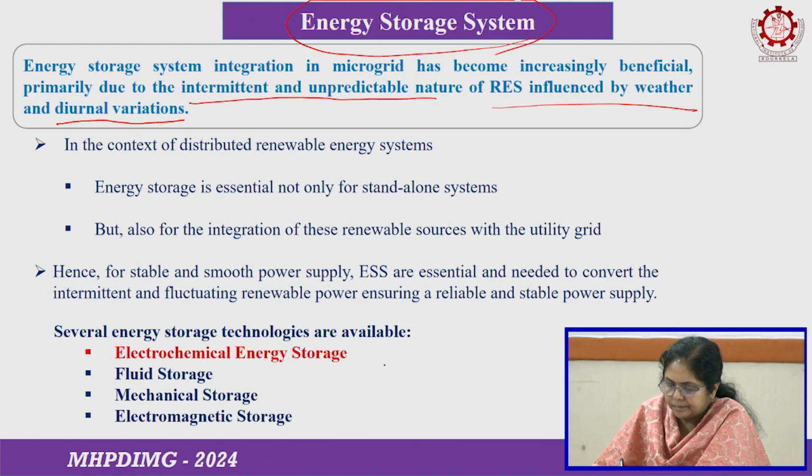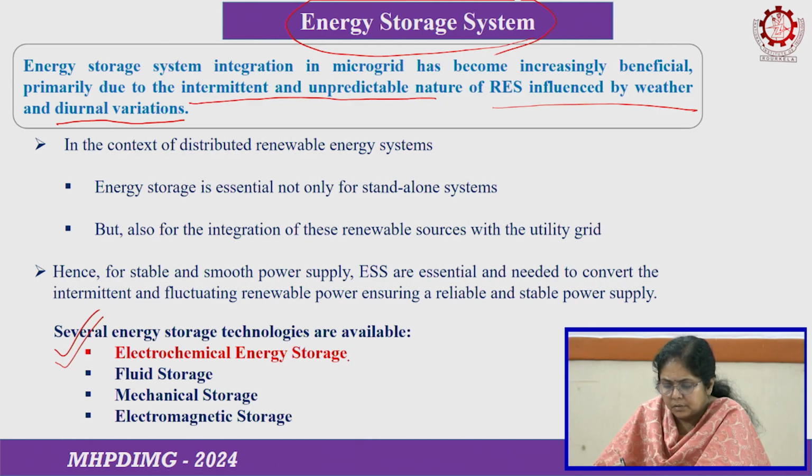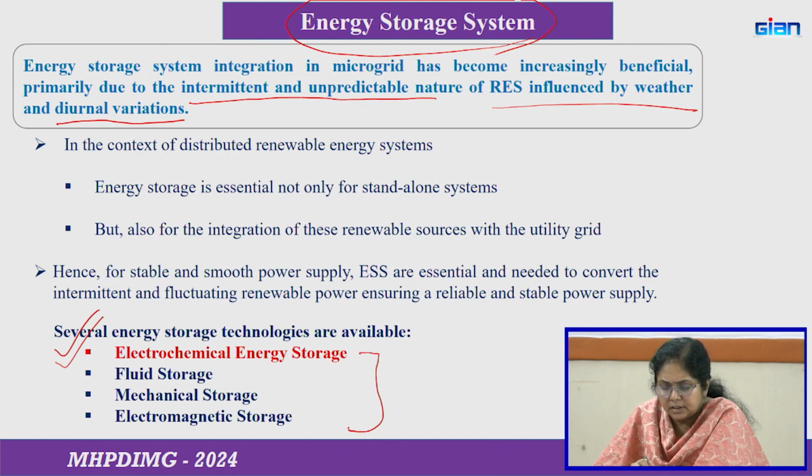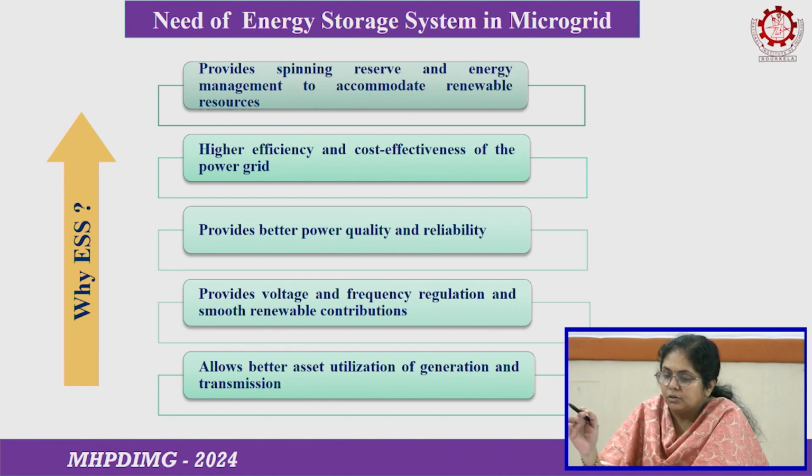Coming to the different types of storage available, there are many, but broadly they are divided into four types: electrochemical energy storage, fluid storage, mechanical storage, and electromagnetic storage. I am not going to discuss all of these. I will mainly focus on the electrochemical, and under electrochemical energy storage, the mostly used storage, that is the battery energy storage system, and apart from that I will talk a little bit about the supercapacitor also.